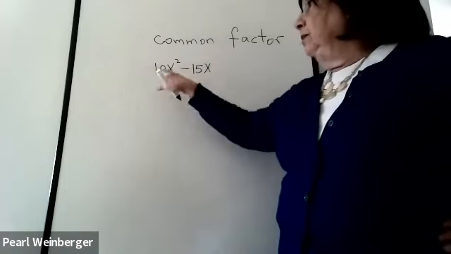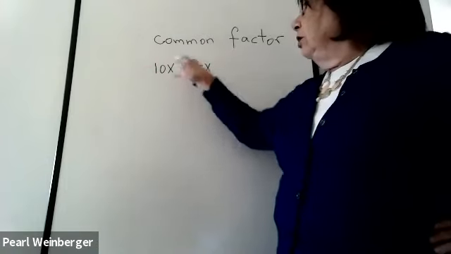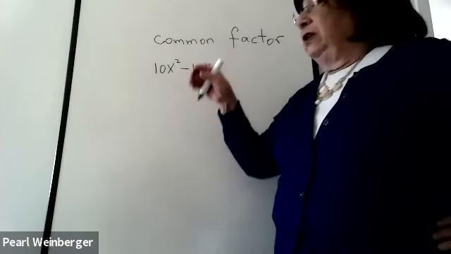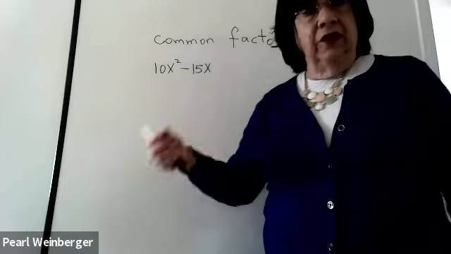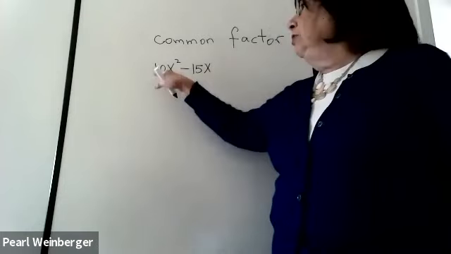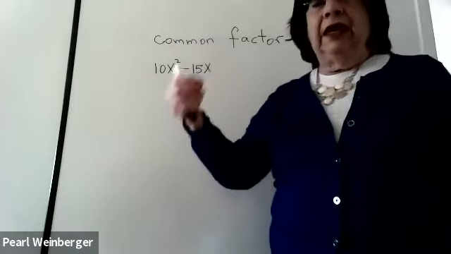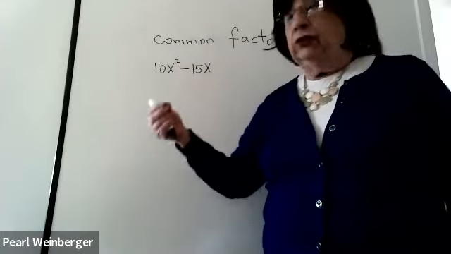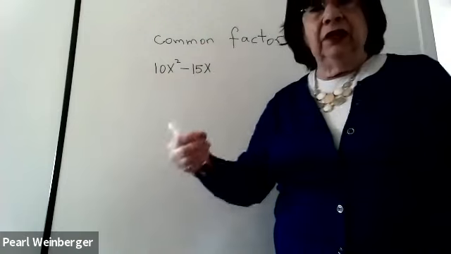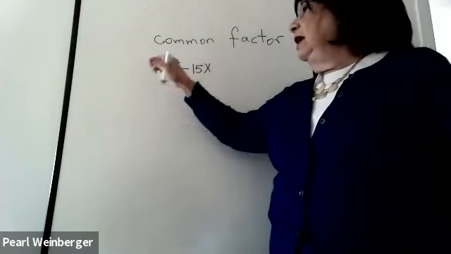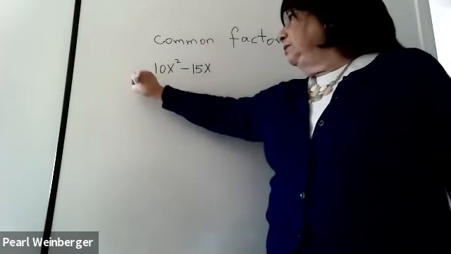So what does that mean? You look at each of the coefficients, 10 and 15, and think of the largest number that divides evenly into both 10 and 15. What is a common factor of 10 and 15? What number goes evenly into both 10 and 15? And I think everybody realizes it has to be a 5.